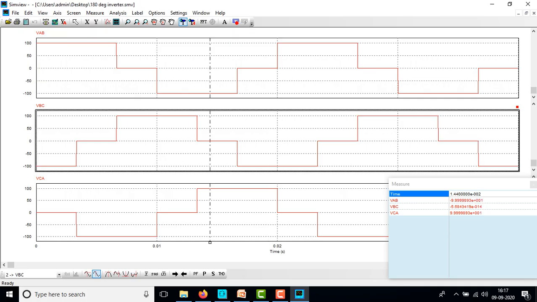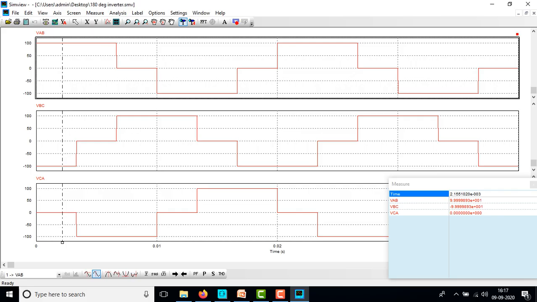In between there will be a 60 degree period of 0 voltage. So from this we can derive: 0 to 120 is Vs, 120 to 180 is 0, and 180 to 300 it will be minus Vs, and 300 to 360 again 0. So this waveform starts at 0 degrees, the next starts at 120 degrees, and the third waveform starts at 240 degrees, and again the cycle repeats as the first waveform. So this is the 180 degree conduction mode.